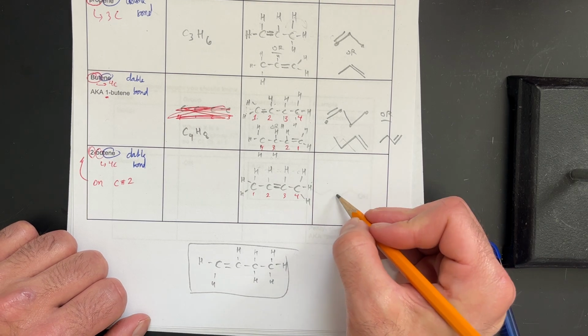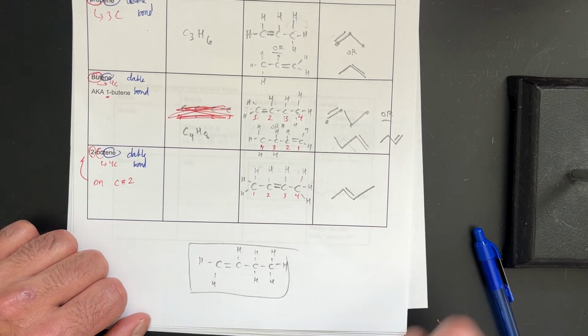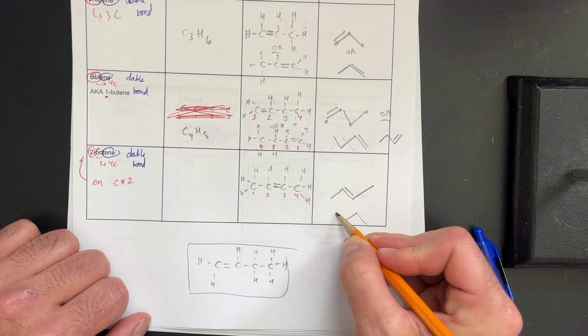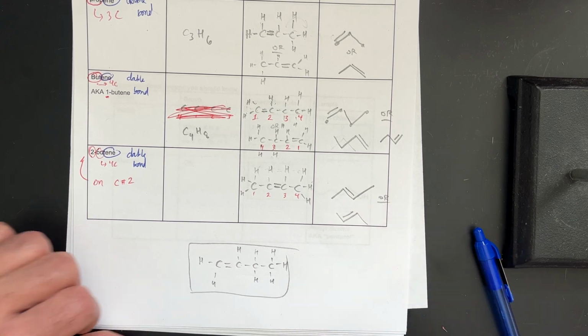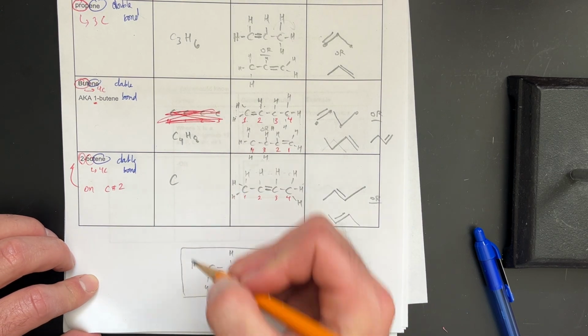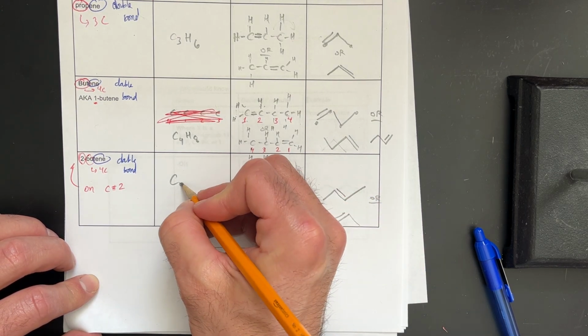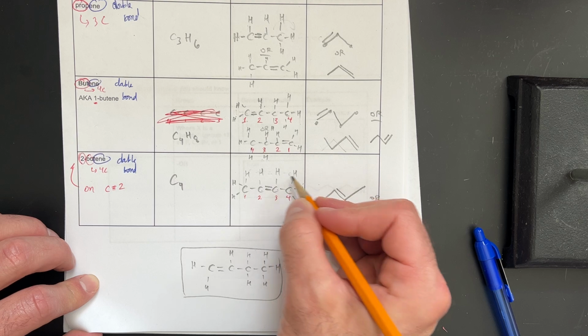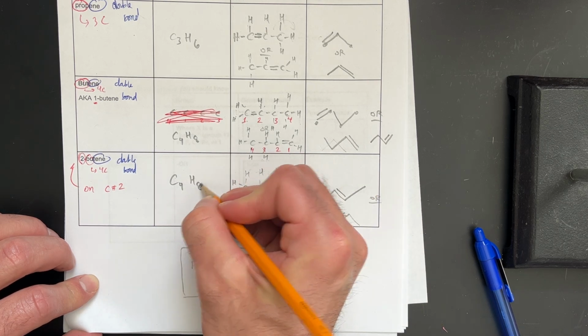Now what would this look like in a bond line? Well, do it like that, and then you can put the line there. Could you also do it like this? Yeah, that's also acceptable, right? And so there you go, that's 2-butene. Now what's the formula here? Well, we got 1, 2, 3, 4, C4, 1, 2, 3, 4, 5, 6, 7, 8, H8.